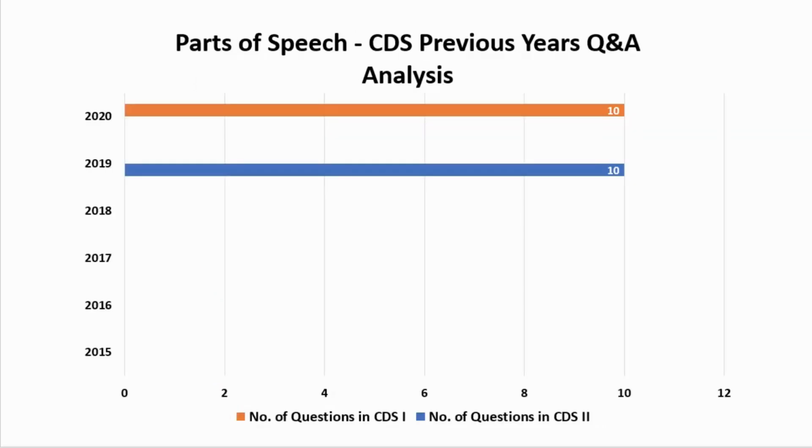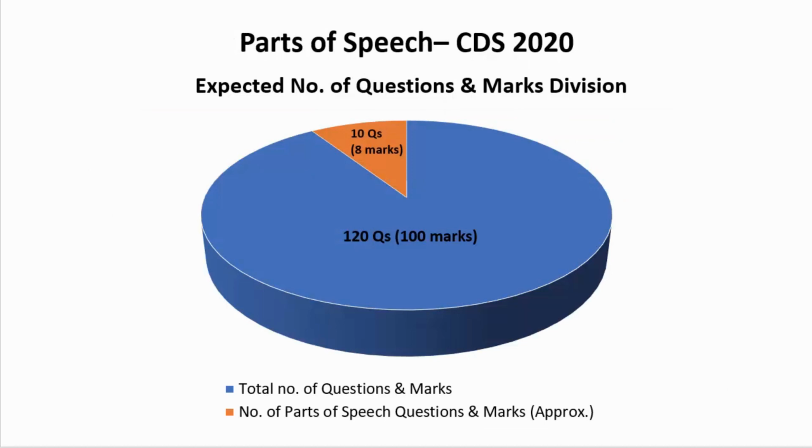And then moving on to parts of speech. Here you just need to identify certain words belonging to what kind of parts of speech, which is very easy. And in recent years, as you can see, this is a trend which has started from 2019 CDS 2, 10 questions came, and a similar number of questions also came in CDS 1 2020. So you can easily expect questions from parts of speech in your upcoming examination, not more than 10 questions, and it will carry a healthy 8 marks for you if you correctly answer the questions from parts of speech.